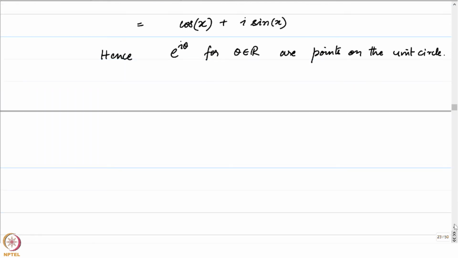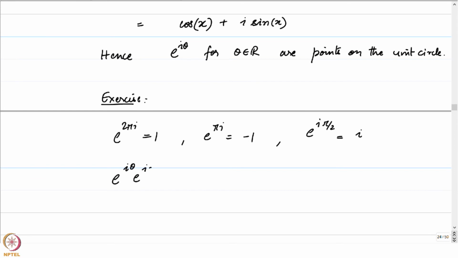The usual trigonometric properties tell us that e to the power 2 pi i is equal to 1. This is for you to check, straightforward checks actually. e to the power pi i is equal to minus 1, e to the power i times pi by 2 is equal to i, and so on. These are all directly trigonometric identities which you will already be familiar with. Also the product rule above tells us that the product of two such points, e to the power i theta and e to the power i phi, is going to be e to the power i times theta plus phi.